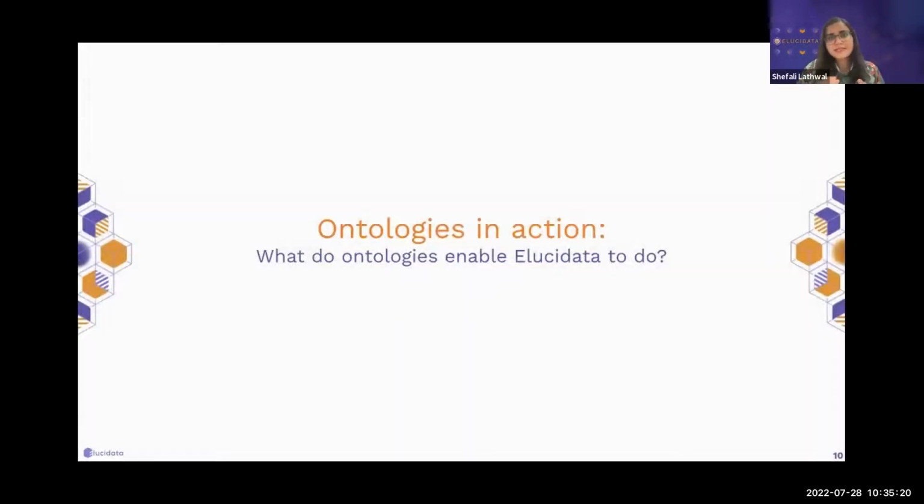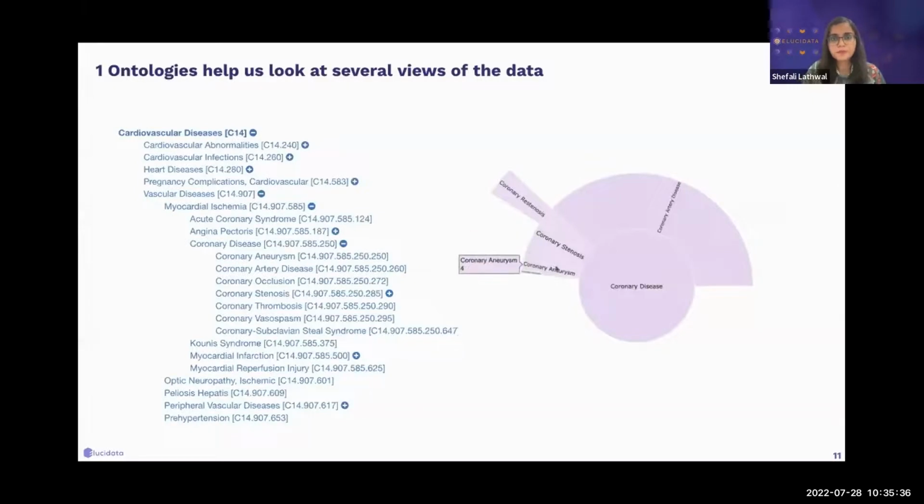So from here, let's spend the remaining time talking about what metadata curation through ontologies actually enables us to achieve at the end of the day, and how we apply ontologies in practice at Elucidata. I will talk about 5 different use cases today.